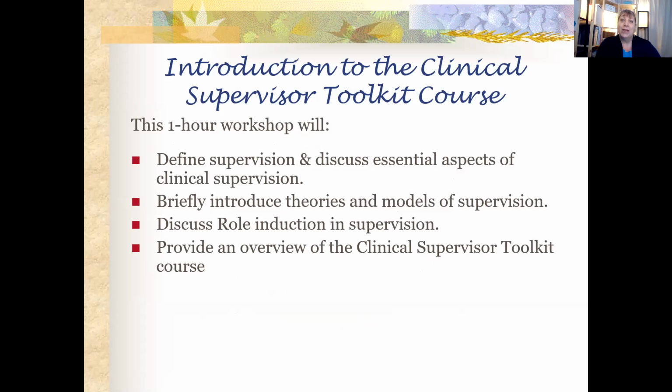My intention for this 1-hour presentation will be to define supervision and to talk a little bit about the essential aspects of clinical supervision, how it's different and the same eventually as other kinds of supervision. I'm going to really briefly, just by listing, introduce some theories and models of supervision. I'm going to talk a little bit about role induction in supervision and how that is important in this work. And an overview of this Supervisor Toolkit course.